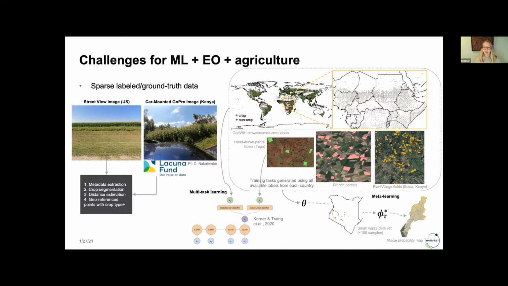And the idea here is that we actually right now have cars driving around in Kenya as a pilot region with GoPros mounted on top of the cars. And then we're developing machine learning models that will segment out where in those images the crops are and estimate the distance to those crops so that we can move our point from where the camera location is into the field. And so the idea is to really increase the amount of data that we can collect in a transformational way.